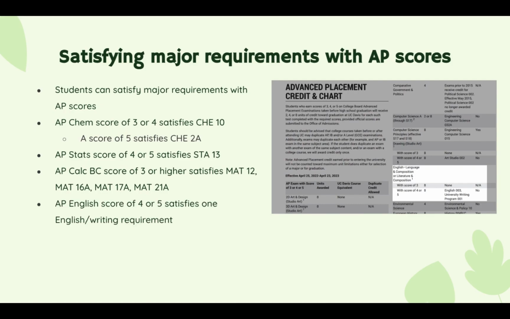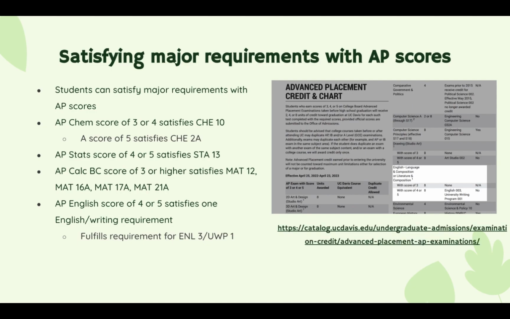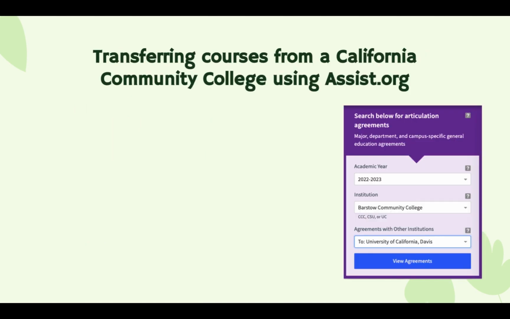Lastly, a score of 4 or 5 on an AP English exam can satisfy the lower division English writing requirements. For example, if a student receives a 4 or a 5 on their AP English writing test, then that score fulfills the requirement for ENL 3 or UWP 1. For more information, check out the Advanced Placement Credit and chart in the General Catalog.